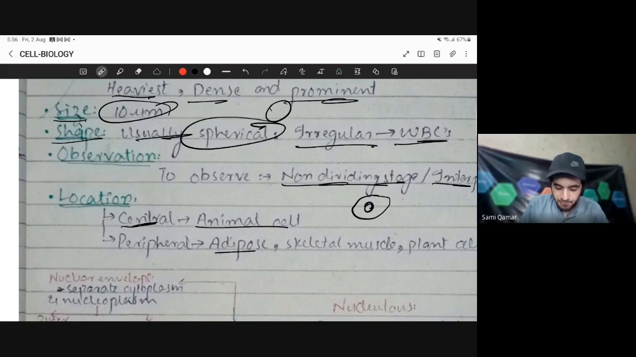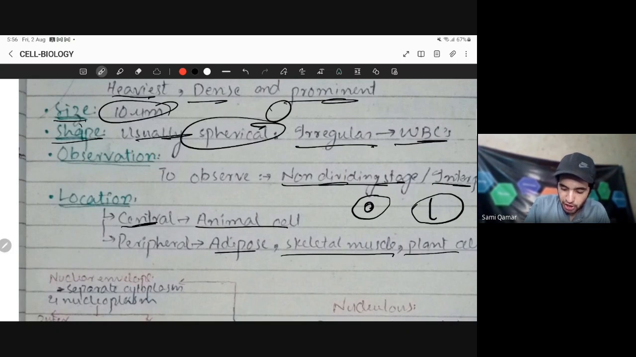I hope you guys are understanding. Skeletal muscle cell: in skeletal muscle, the nucleus will be on the periphery. In plant cells, it will be on the periphery. In animal cells, it will be in the center. In plant cells, a big, large vacuole will be present in the middle, so the plant cell nucleus will be on the periphery, although there is just one nucleus.